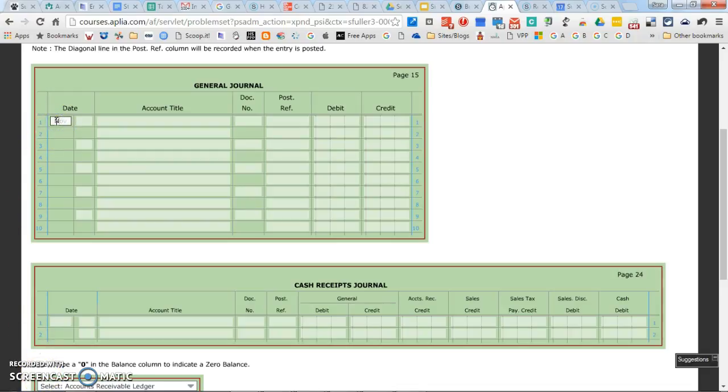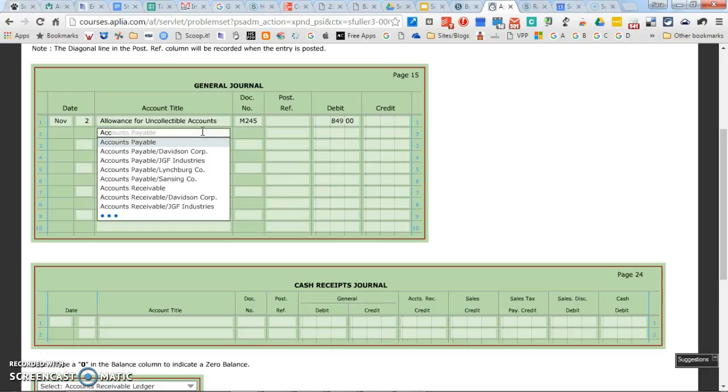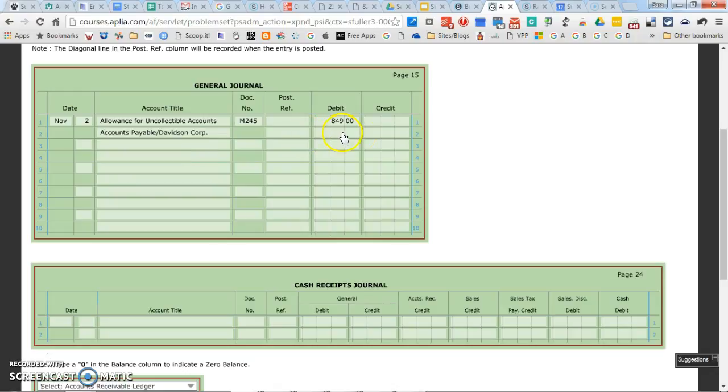So for our date, we're going to have November, NOV, the day is the 2nd. So our first account title will be Allowance for Uncollectible Accounts. Our document number is M245, and this is a debit of $849. And then our second line is going to be accounts receivable, Davidson Corporation, credit, $849.